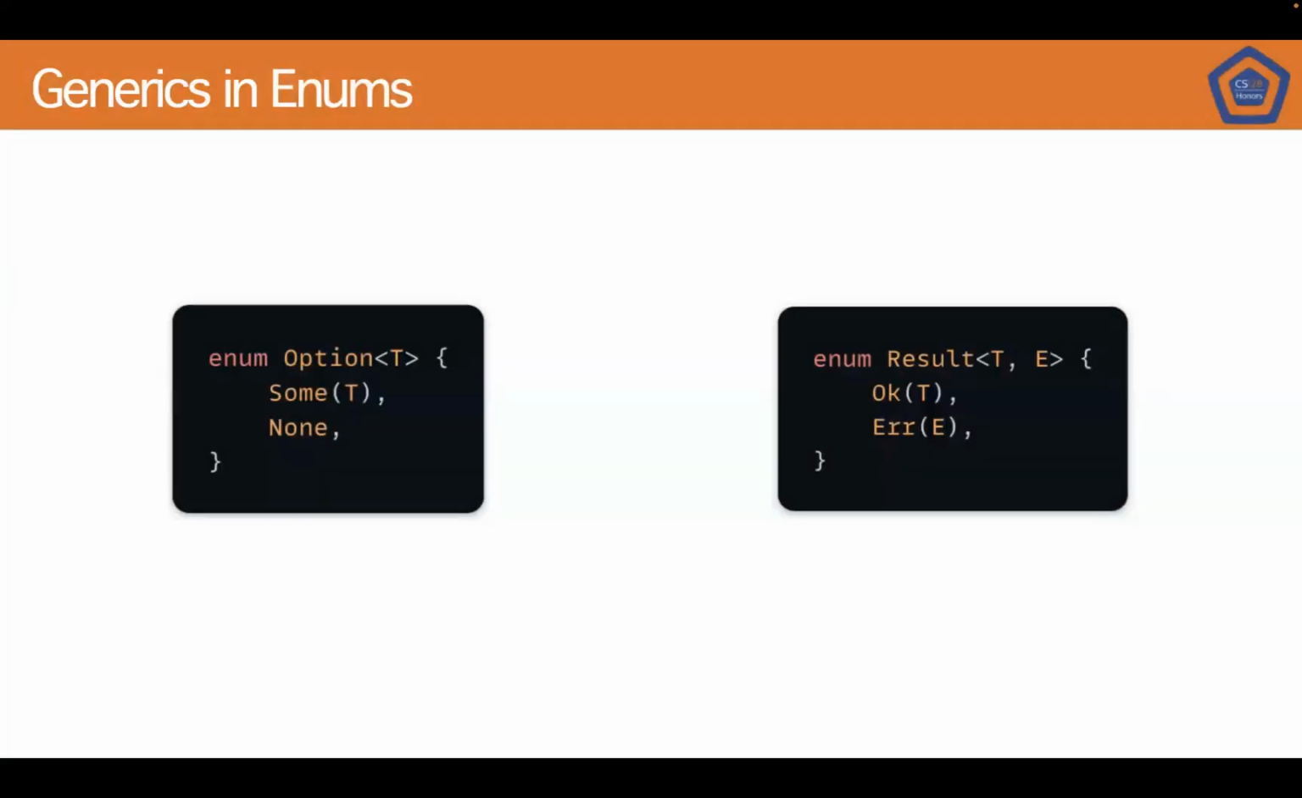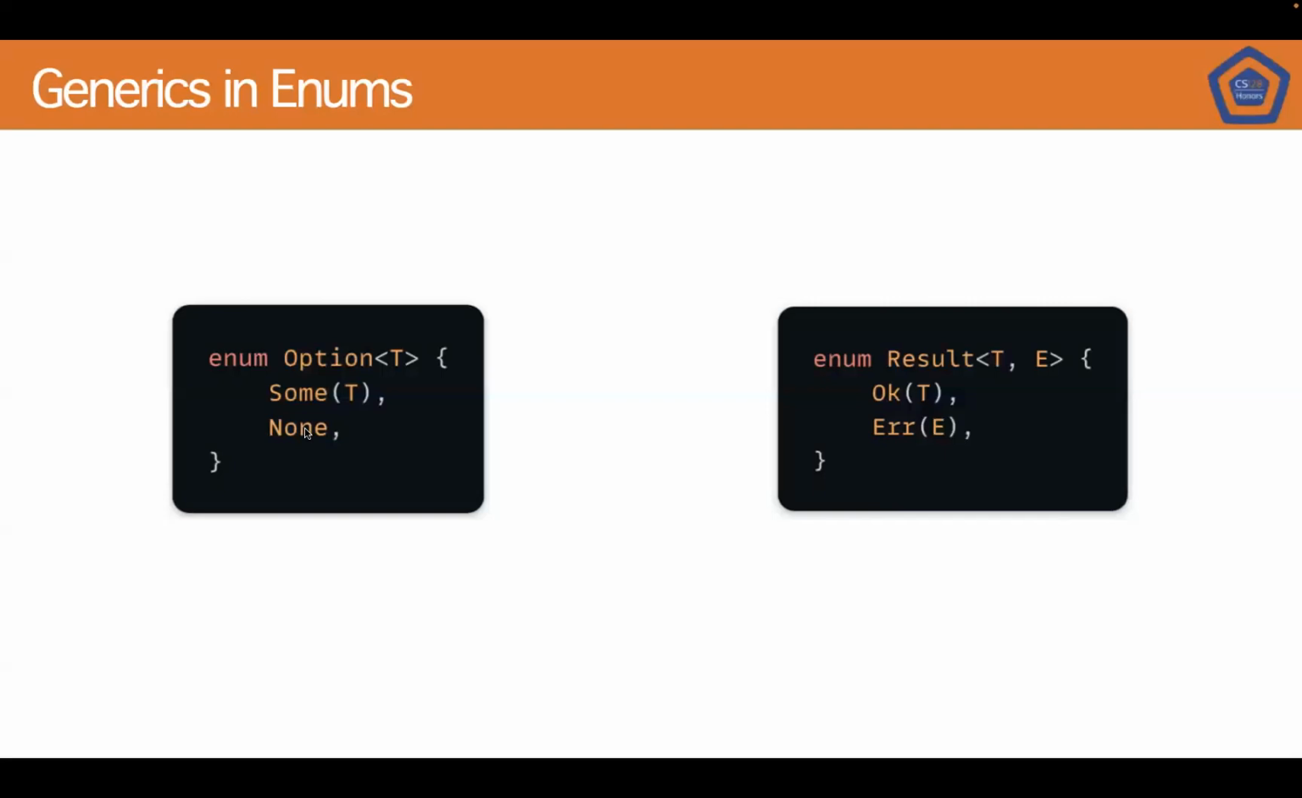Moving on to enums, we've definitely seen both of these before. We can define enums to hold generic data types and their variants in a similar fashion to how we did with structs. Both of these definitions should make sense to you. The Option<T> enum is generic over the type T and has two variants, Some, which holds one value of type T, and the None variant, which doesn't hold any data or value.